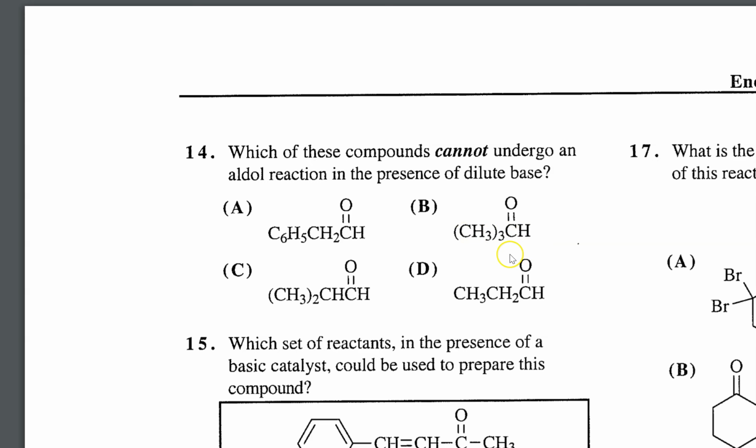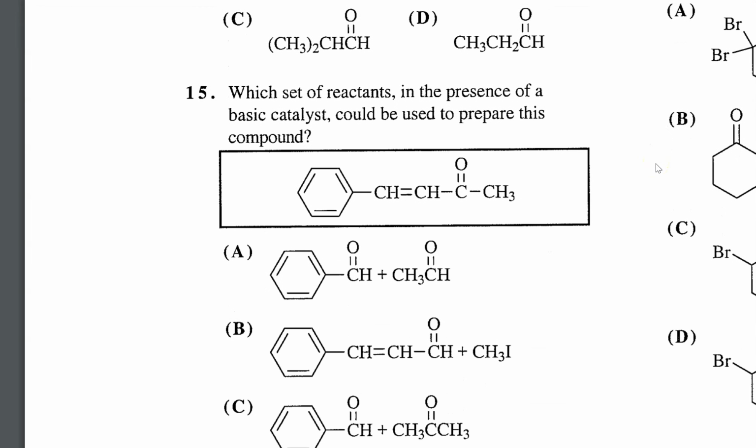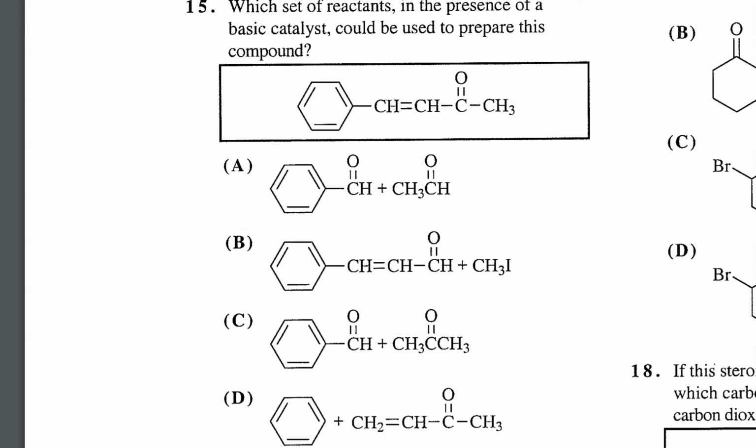B does not have any alpha protons, and since there's no other substrate here, the others will all be able to react with themselves. Because all of these have alpha protons, they would be able to react with themselves through aldol, but B does not, so it cannot react with itself. Alrighty, so how about 15? Which set of reactants, in the presence of a basic catalyst, can be used to prepare this compound?